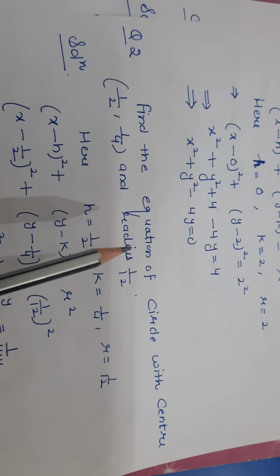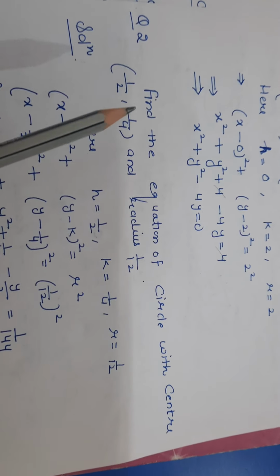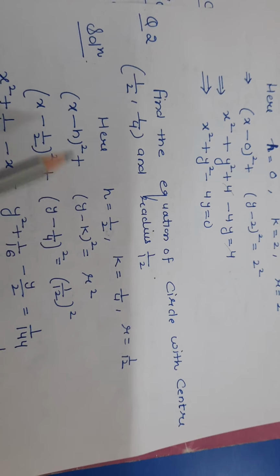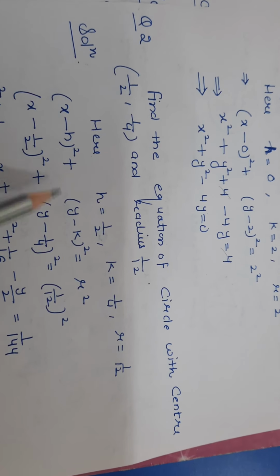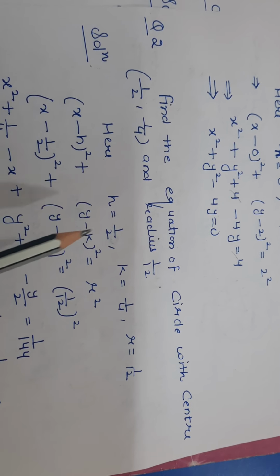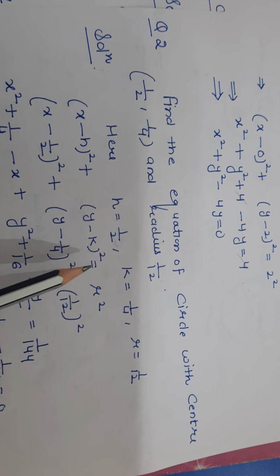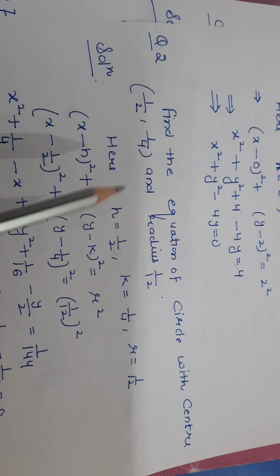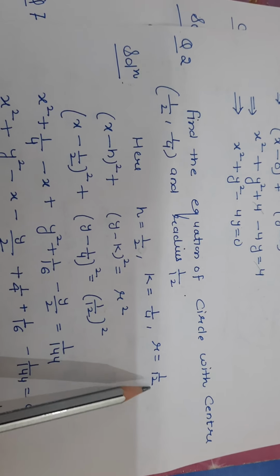Second question: find the equation of the circle with center (1 by 2, 1 by 4) and the radius 1 by 12. First you write the general equation with the center (h, k) and radius r, that is (x minus h) whole square plus (y minus k) whole square is r square. Here h is 1 by 2, k is 1 by 4, r is 1 by 12.